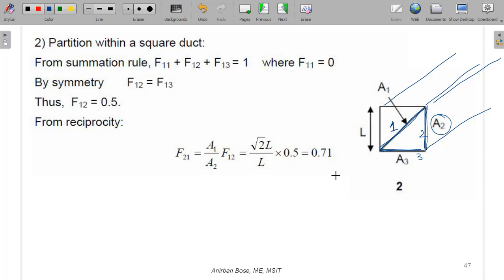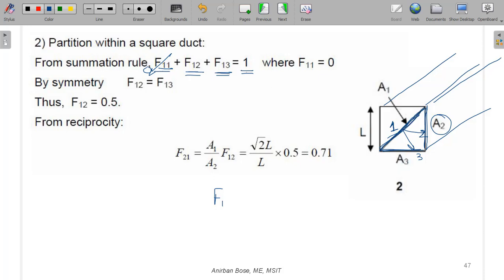Okay, so what you can do here, the first thing you can do is make use of the summation rule: F11 plus F12 plus F13 is equal to 1, and F11 is 0 because it is a plane surface, so F12 plus F13 is equal to 1.